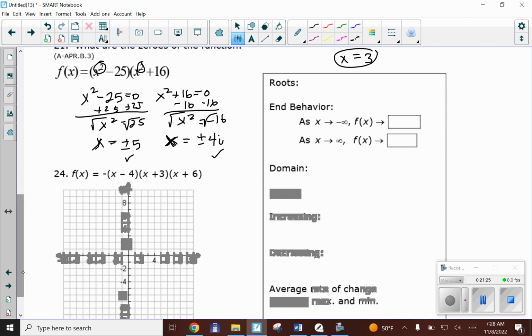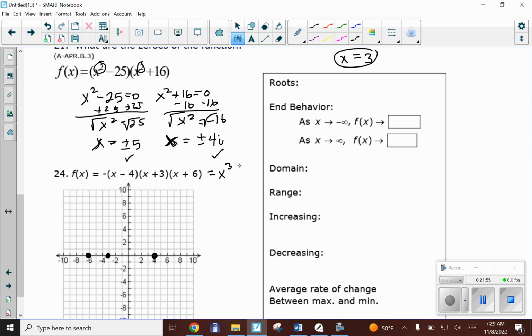Okay, and then finally, the last one, we've got to graph this. So we can find out quite a few things here just from the points that are given. So if I have x minus 4, that means that it's going to cross at positive 4. If I have x plus 3, that means it's going to cross at minus 3. And then if I have x plus 6, that means it's going to also cross at minus 6. Now this is going to be altogether an x to the third.